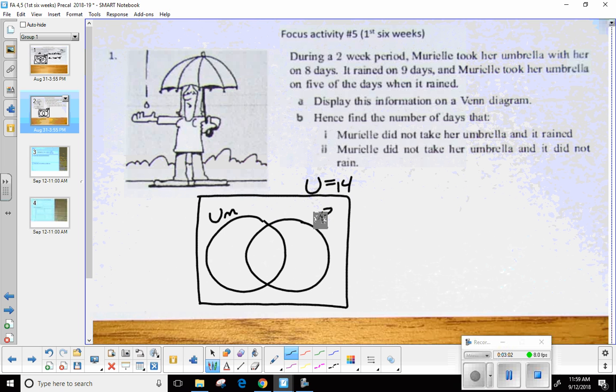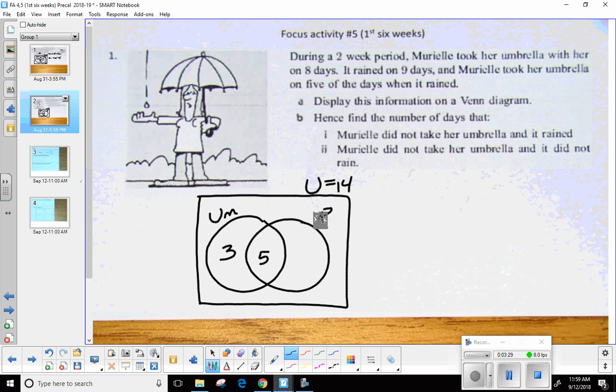Okay, so took her umbrella 8 days. So I know that within this circle, whatever values I have has to add up to 8. In the middle, we're going to put 5. Okay, because it does say she took her umbrella 5 of the days it rained. Okay, so there's an intersection there. So Andrea just said she took it 8 days total. So how many days will she have taken her umbrella that it didn't rain? 3. It's going to be in this little section right here.